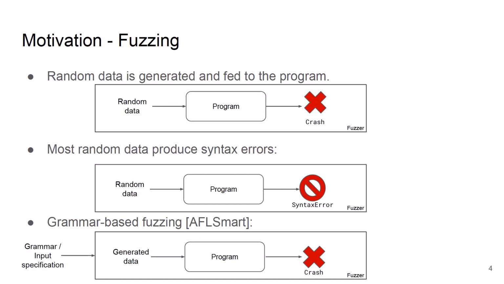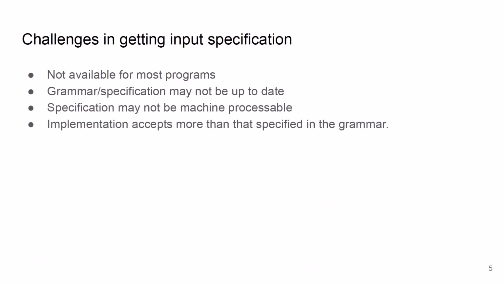Whereas in grammar-based fuzzing, the fuzzer expects us to provide a grammar, and it generates quality inputs based on the grammar that we specify. It produces either crashes or improves the coverage, as proven by AFL Smart, a paper from 2019. So for grammar-based fuzzing, we need to provide the grammar. And where do we get the grammar from?